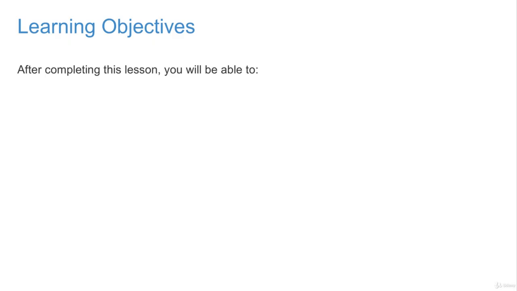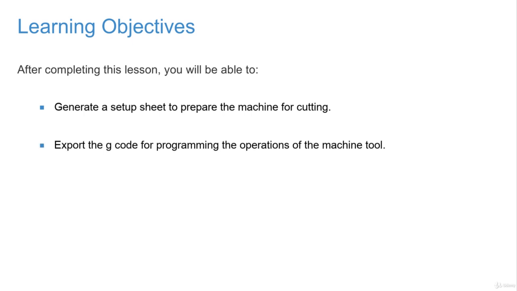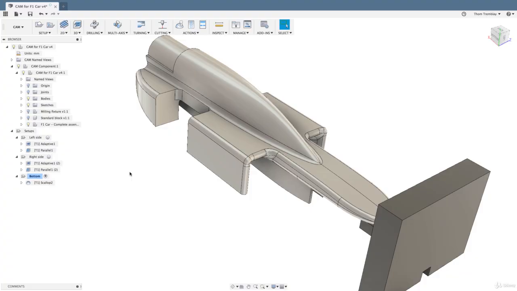After completing this lesson, you will be able to generate a setup sheet to prepare the machine for cutting and export the G-code for programming the operations of the machine tool. With all three setups generated and the simulation looking like everything is good to go, let's create the setup sheet.